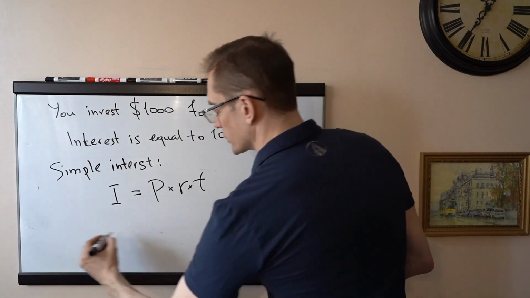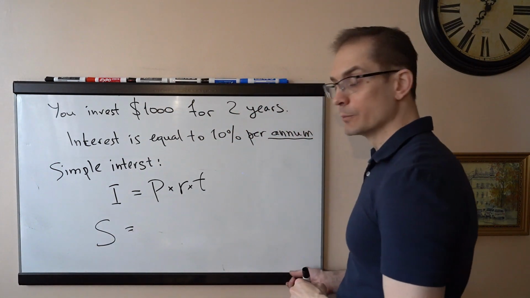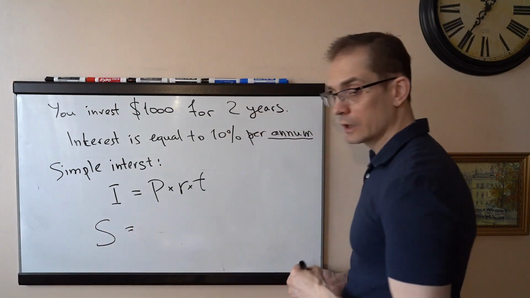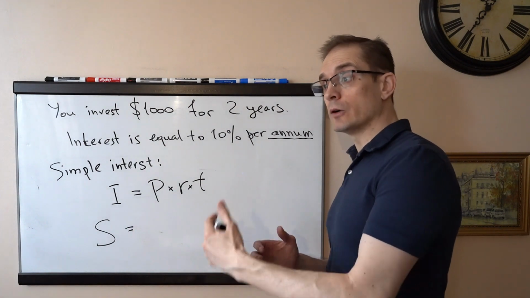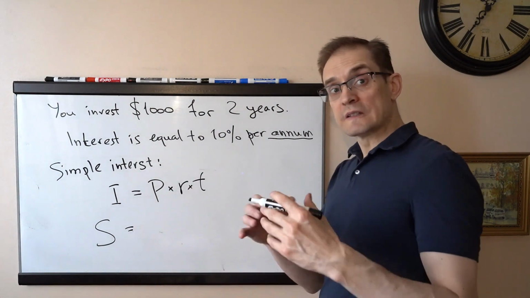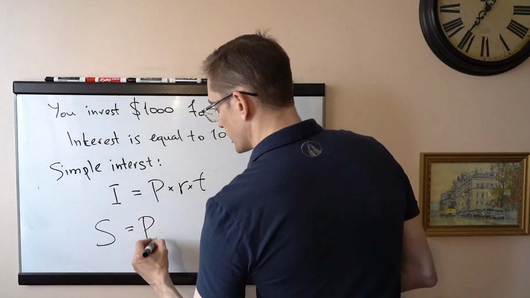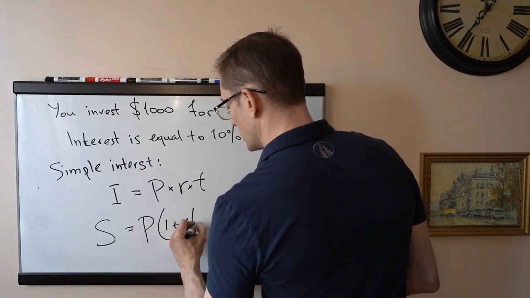Now, another important formula is simple future value. So this letter S would stand for simple future value. It's the future value, it's the amount you pick up together with interest based on simple interest calculation. So this will be principal times 1 plus RT.